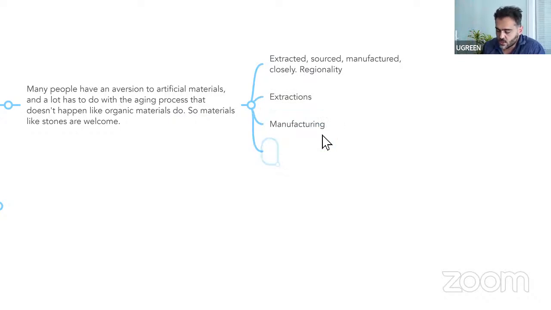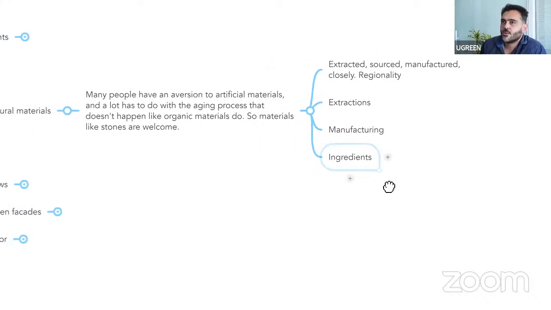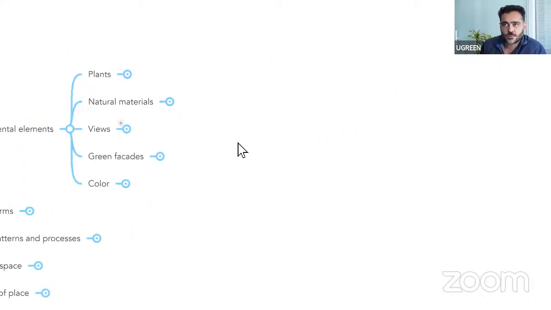And then we need to look at ingredients, right? As we were saying, the healthiness of this material. So this material is healthy, but which chemicals are people using? Maybe in contact with human beings, and we are going to have problems. So this is natural materials.